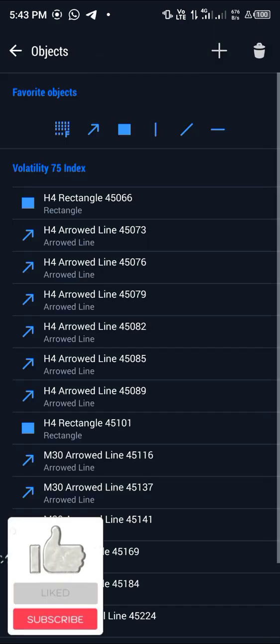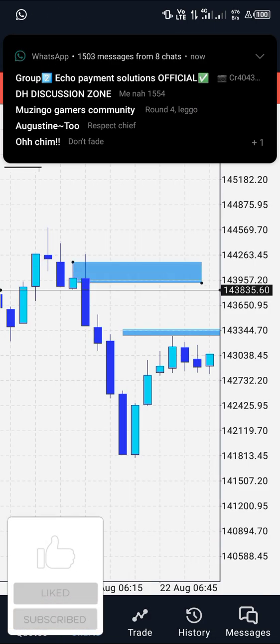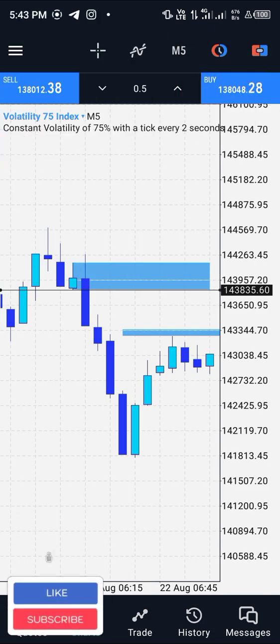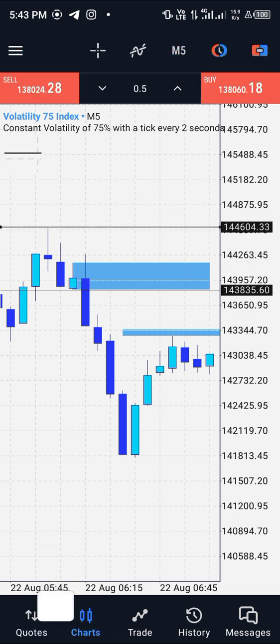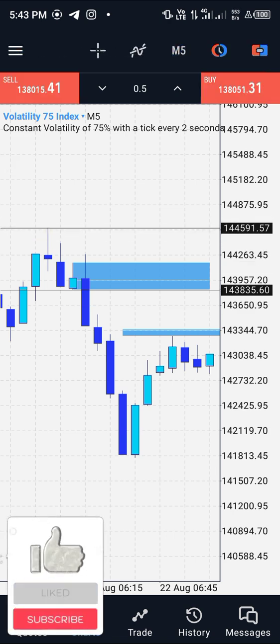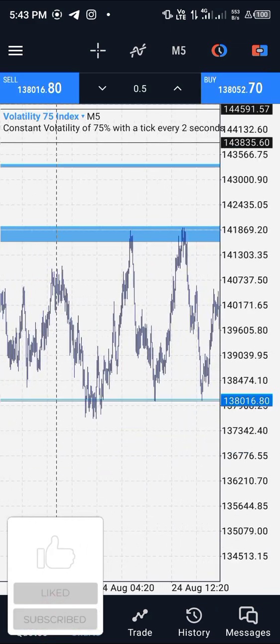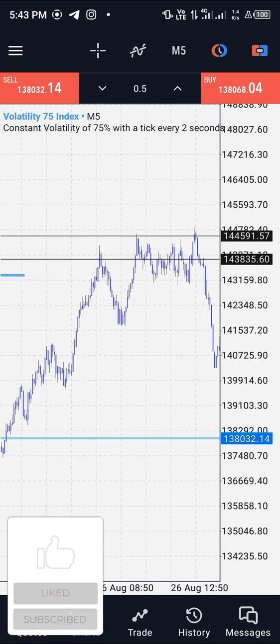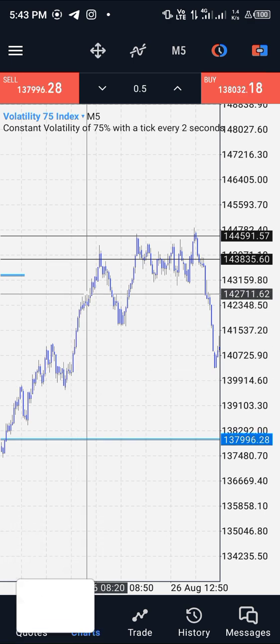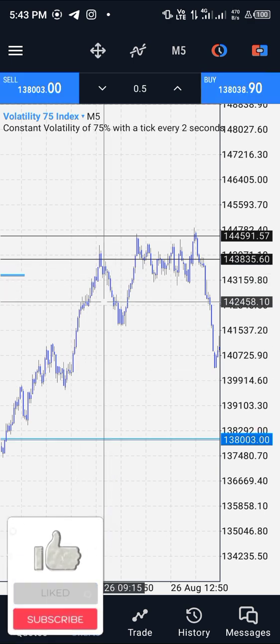Let me mark it up. This is a good 5 minutes order block that hasn't been tested. Then what happens? We mark it up to the high right here for safety reasons. Then let's go. You can see the market came up here, and the market did what it did.